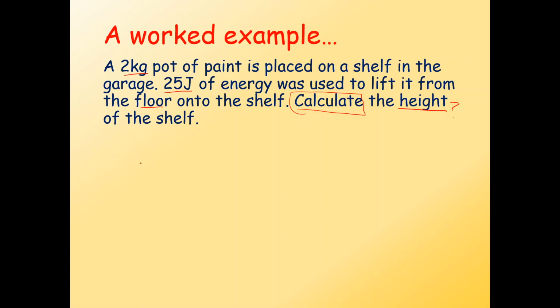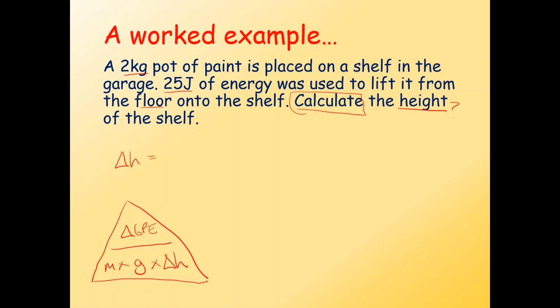Okay, so it wants us to work out height. So we need to work out the change in height. How do we do that? Okay, let's look at our formula triangle. At the top we had the change in GPE divided by mass times the gravitational field strength times the change in height. So we want to work out change in height, so we'll cover that up. This is the calculation we need to do.